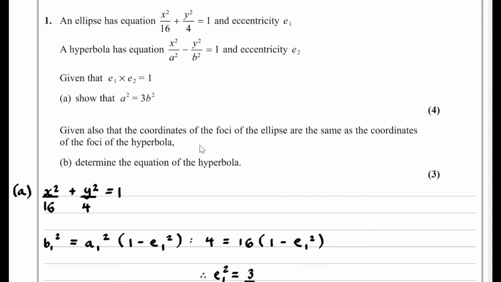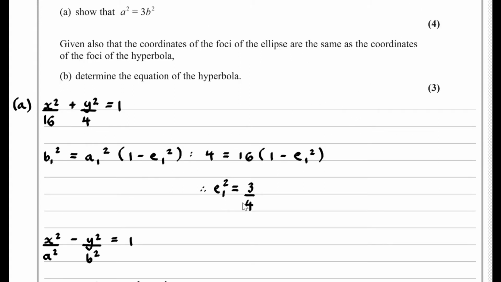Given also that the coordinates of the foci of the ellipse are the same as the coordinates of the foci of the hyperbola, we have to determine the equation of the hyperbola. So what we need to do here is find out the value of a and the value of b. And we also need to find out the value of e2.